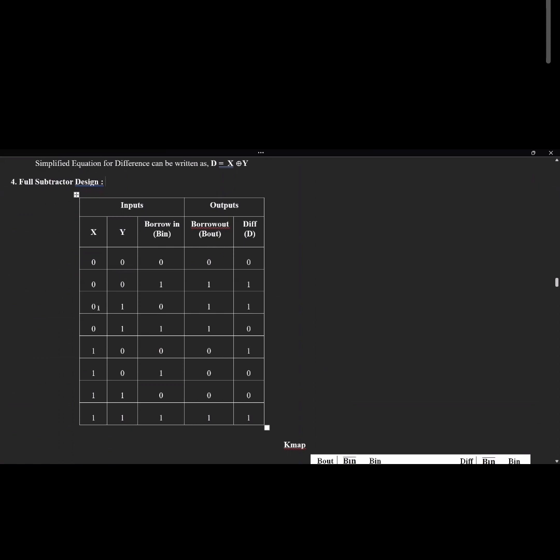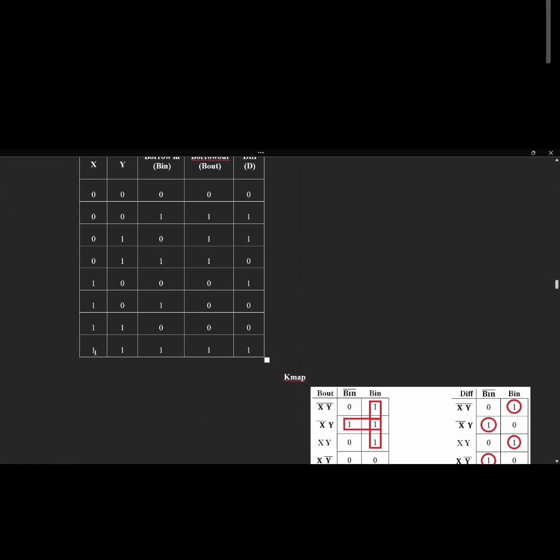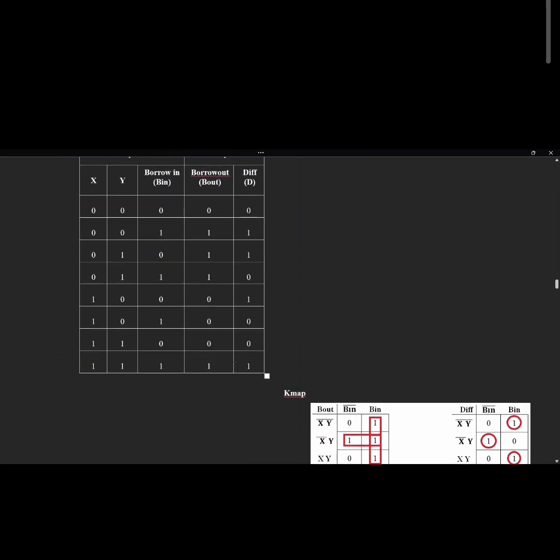This is also like that: 0 minus 1 means we get borrow out as 1. Here also the same, 0 minus 1 means borrow out is 1. But not for this one, 1 minus 0; we won't get 1, here we get 0. And the last one is 1, 1, 1. When x is 1, y is 1 and borrow in is 1, we get borrow out and difference both as 1.